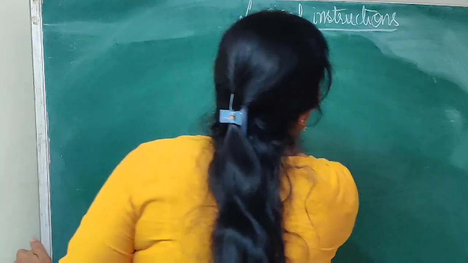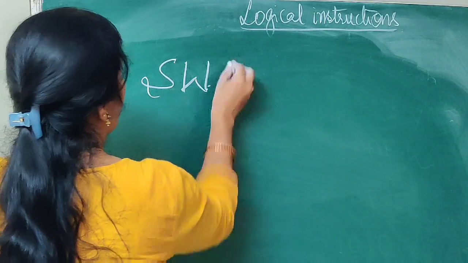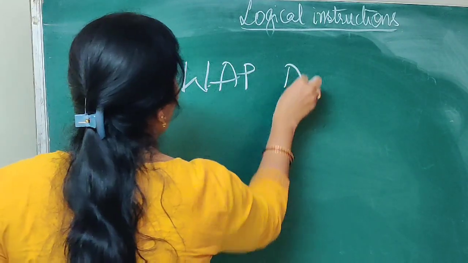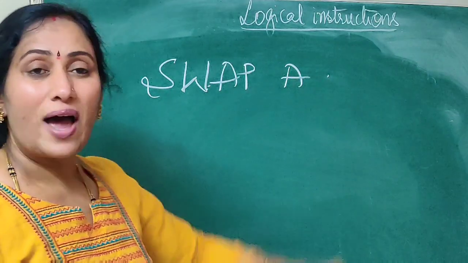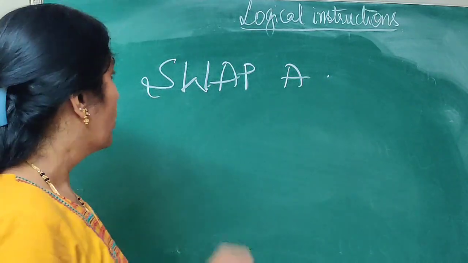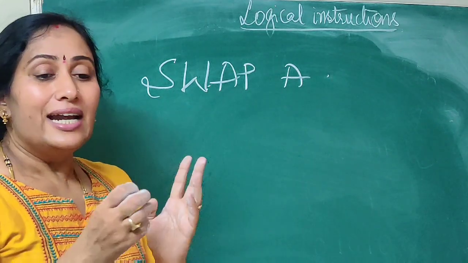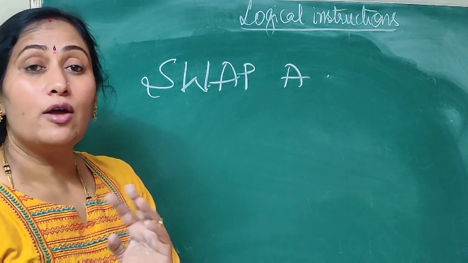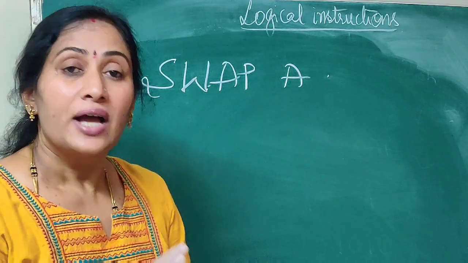Now we'll go for the next one. This is also a logical instruction, SWAP A. So what is this SWAP A instruction going to do? This particular instruction, when executed, exchanges the lower nibble with the higher nibble. It exchanges the lower nibble with the higher nibble.